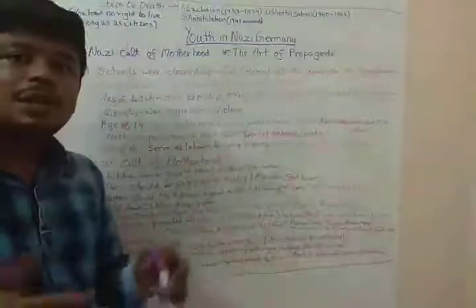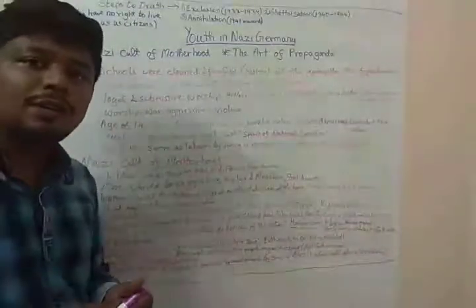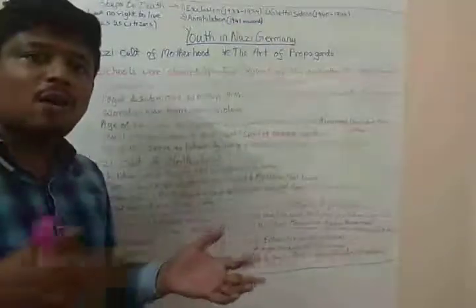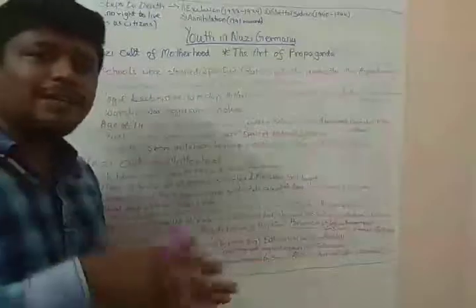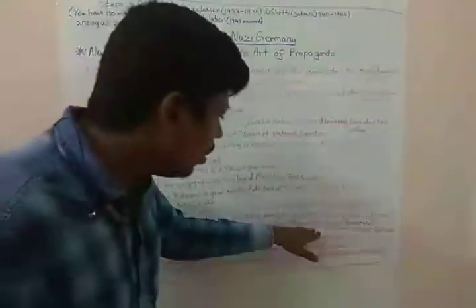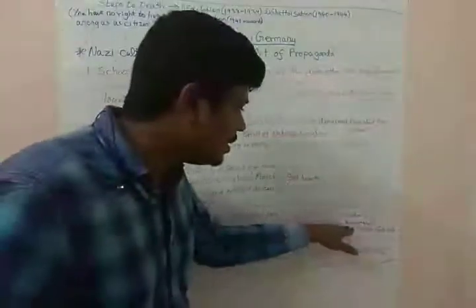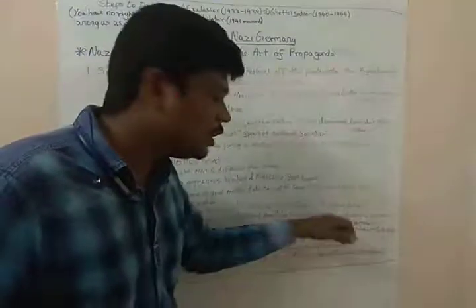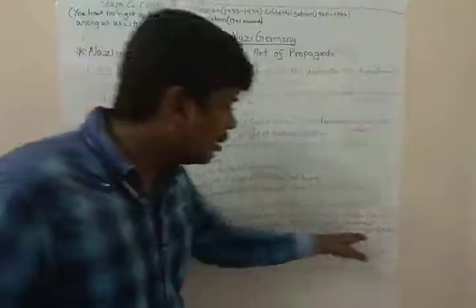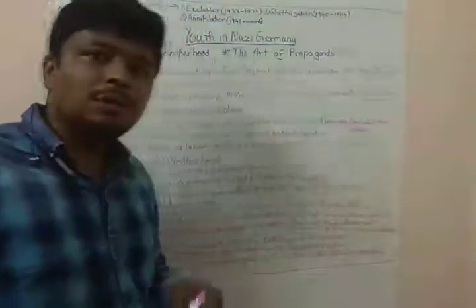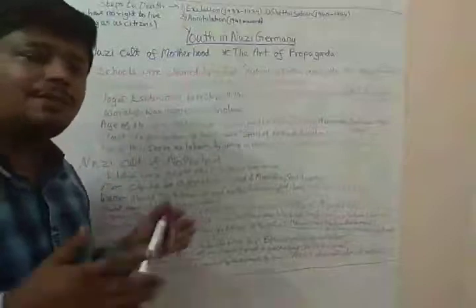And also the awards given to women who were encouraged to have more babies: they would be given the Honor Cross award. If a lady gave birth to 4 babies, she would be given a bronze medal. If she gave birth to 6 babies, she would be given a silver medal. And if she gave birth to more than 10 children, she would be given a gold medal.